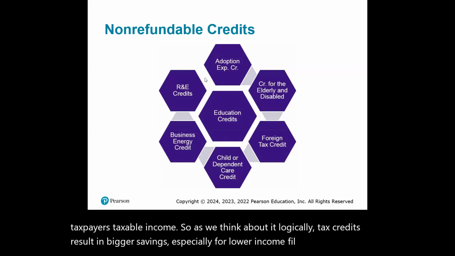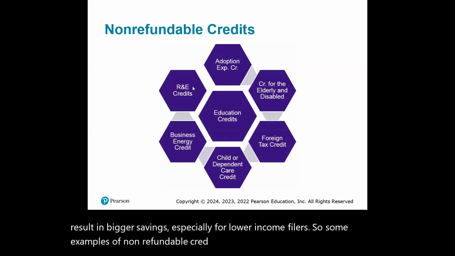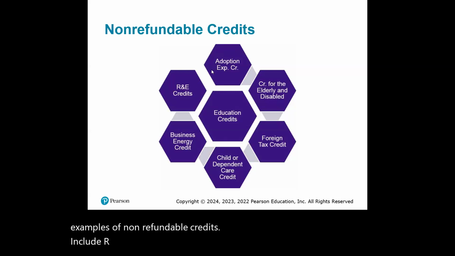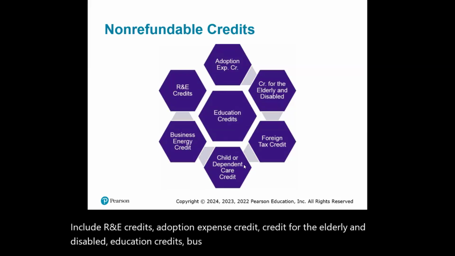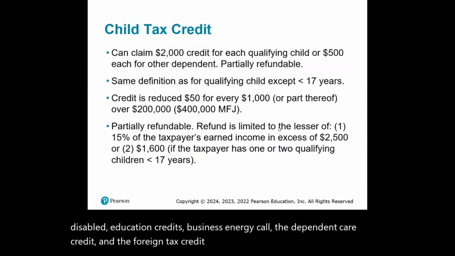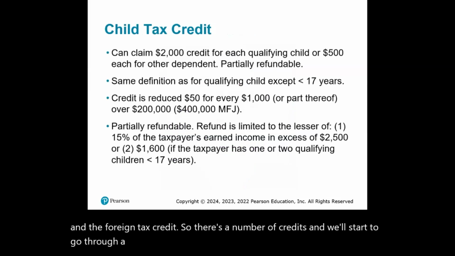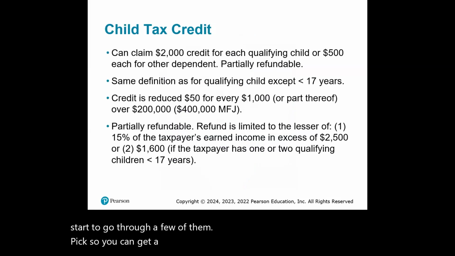So some examples of non-refundable credits include R&E credits, adoption expense credit, credit for the elderly and disabled, education credits, business energy, child dependent care credit, and the foreign tax credit. So there's a number of credits, and we'll start to go through a few of them so you can get a greater understanding of the benefits of claiming credits.